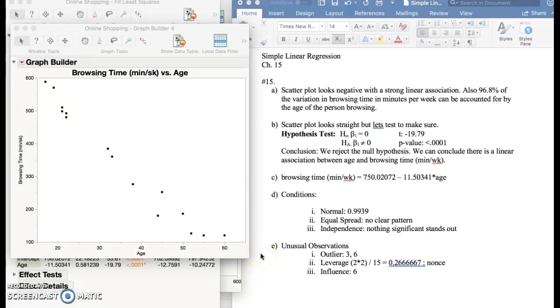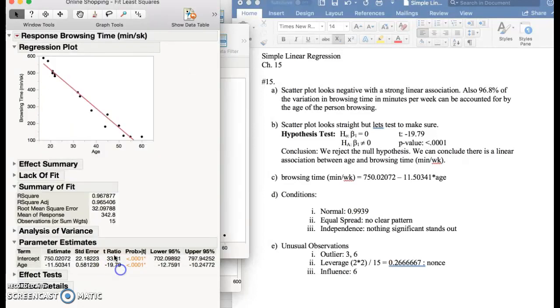Hi guys, today I'm going to be doing simple linear regression, chapter 15, problem number 15. So the first thing it asks us is to make a scatter plot of the data, which I have here, and you can see that it looks negative with a strong linear association. And if we look at our R squared, 96.8% of variation in browsing time can be accounted for by the age of the person browsing, which is pretty high.